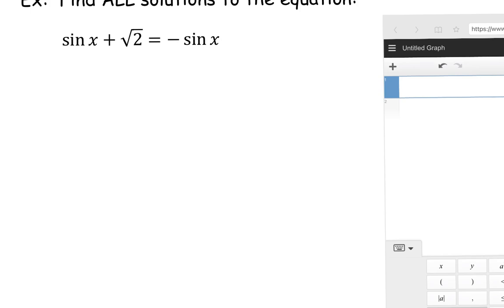So in this first example, we have the equation sine x plus square root of 2 is equal to negative sine x. Now this is an actual equation. Okay, so I can do whatever I want as long as I do the same thing on both sides of the equation. I can add sine x to both sides, which I'm going to go ahead and do. So then I've got 2 times sine x is, I'm going to subtract square root of 2 from both sides.